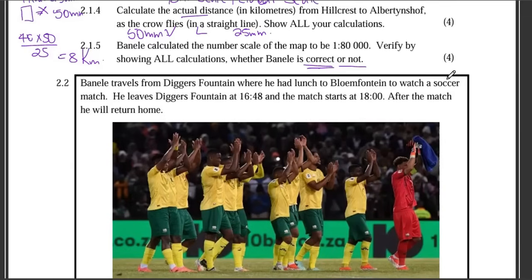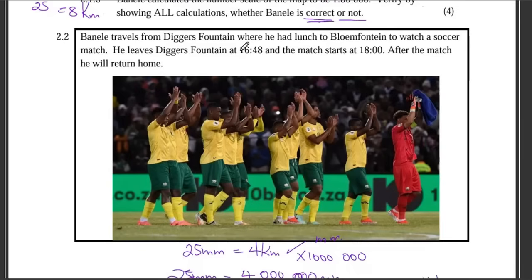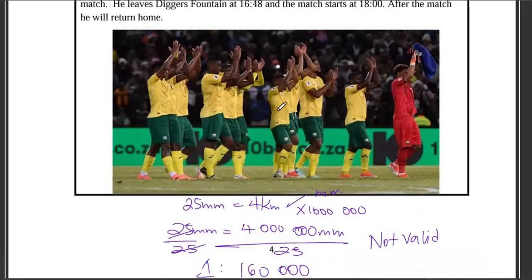Okay, question number 2. Banele travels from the Fountain where he had lunch to Bloemfontein to watch a soccer match. He leaves the Fountains at 16:48 hours and the match starts at 18:00. After the match, he returns home. So take note of that. Let's go to the question.